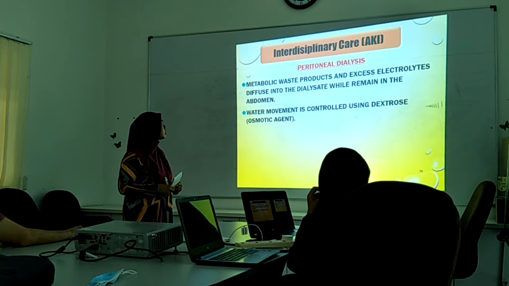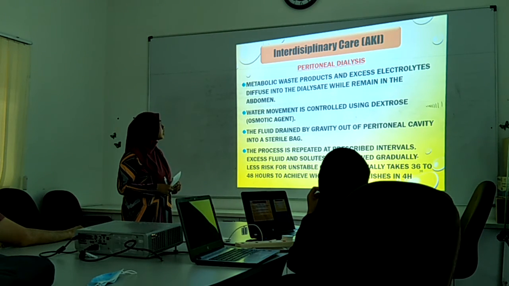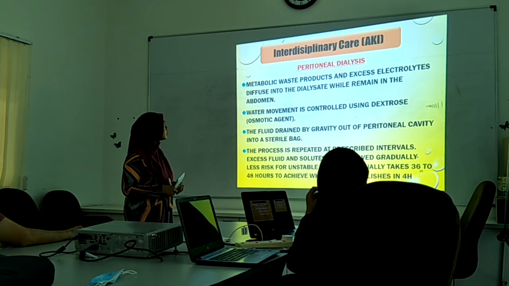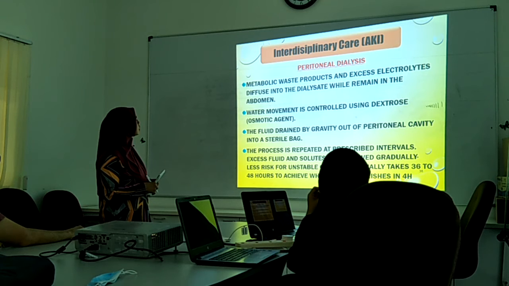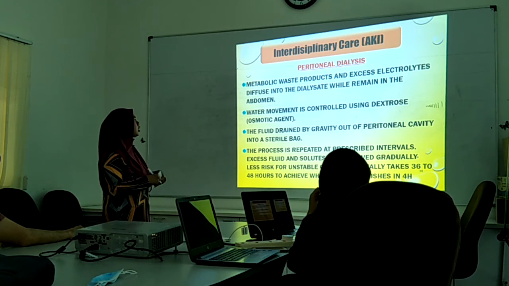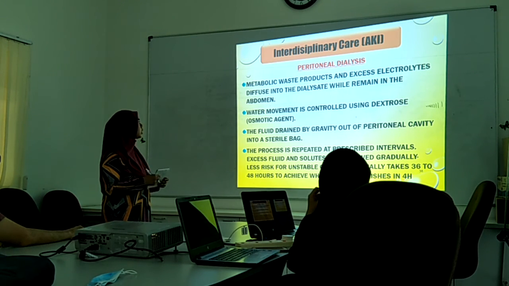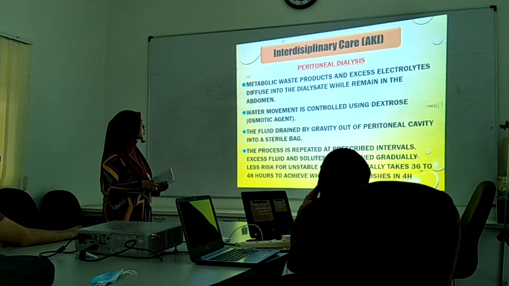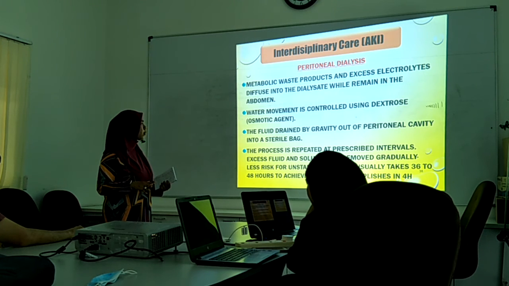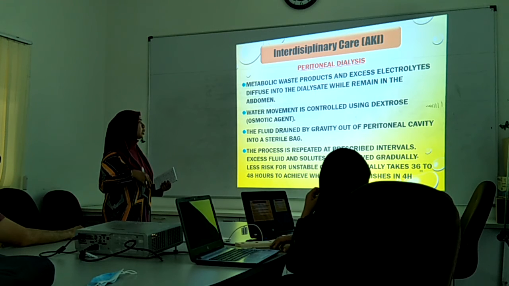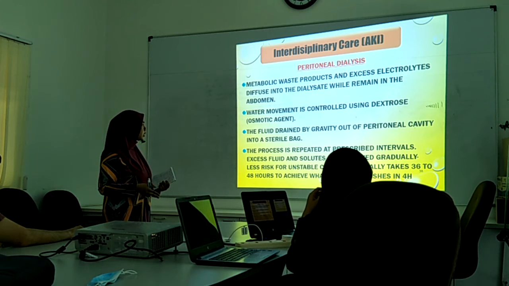Peritoneal dialysis. Okay, here we show that metabolic waste products and excess electrolytes diffuse into the dialysate, which remains in the abdomen. Water movement is controlled using dextrose. Dextrose acts as an osmotic agent, and the fluid is drained by gravity out of the peritoneal cavity into a sterile bag. The process is repeated at prescribed intervals.